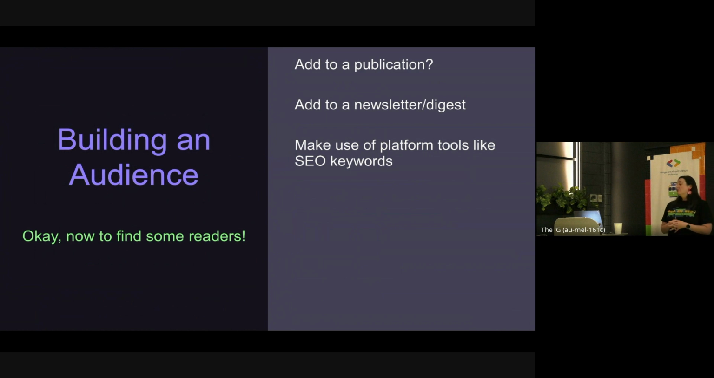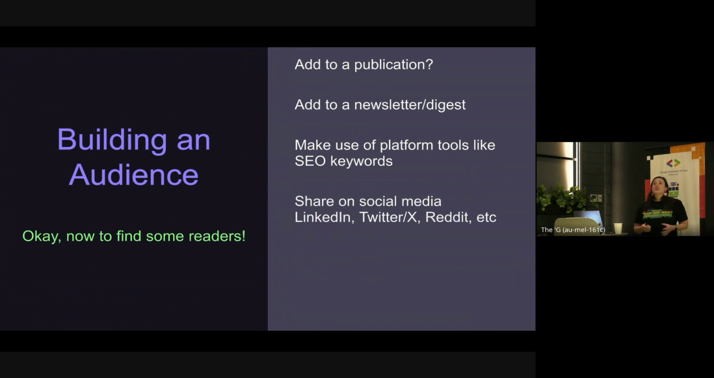You can make use of platform tools like SEO and keywords, thinking about that title again, how you might put the abstract there, what hot topics are around, what keywords you can use. Make sure you share it on social media. LinkedIn, of course, Twitter or X, Reddit, and share it on Slack. So in our GDG Australia and New Zealand Slack, we have a showcase channel. You can jump in there, just say, this is what I've been working on recently. It'll get you some readers, and you might get some feedback, or might get somebody saying, oh, I'm working on something similar to you. Shall we collaborate?